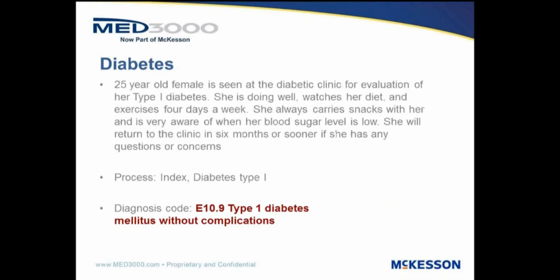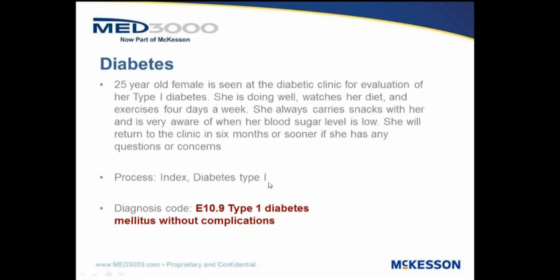With diabetes, the scenario is that a 25-year-old female is seen at the diabetic clinic for evaluation of her type 1 diabetes. The patient is doing well, watching her diet, exercising 4 days a week. She carries her snacks. She's very aware of her blood sugar level when it's low. And she'll return to the clinic in 6 months or sooner if she has any questions or concerns.